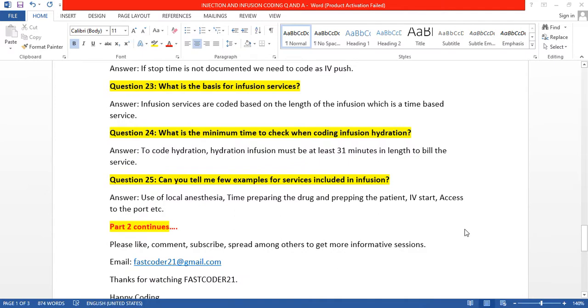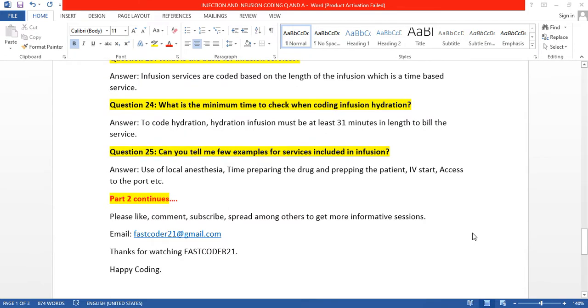Question 23. What is the basis for infusion services? Answer. Infusion services are coded based on the length of the infusion, which is a time-based service. Question 24. What is the minimum time to check when coding infusion hydration? Answer. To code hydration, the infusion must be at least 31 minutes in length to bill the service. Question 25. Can you tell me a few examples of services included in infusion? Answer. Use of local anesthesia, time preparing the drug and prepping the patient, IV start, access to the port, etc.